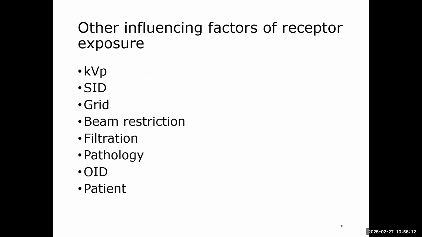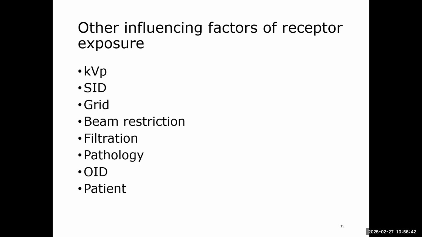Other influencing factors of receptor exposure we know are kVp, SID, whether or not we use a grid, beam restriction, filtration, the pathology of the patient, and OID only in cases of what? When does OID affect receptor exposure? Only when we're talking about what? Yes, air gap, where we're talking about 6 to 10 inches of OID.